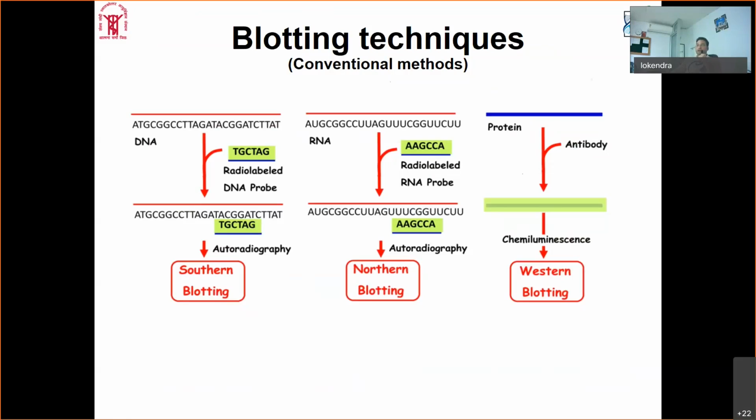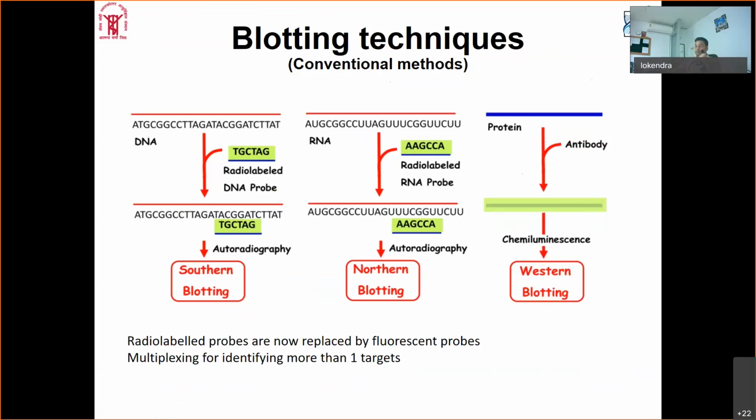So proteins are attached to the surface. That surface can be your membrane, and then these are hybridized with the primary antibodies, and then secondary antibodies which are labeled. So with chemiluminescence, you can detect the presence or absence of any protein band, or maybe the expression of that. So these are some of the blotting techniques.